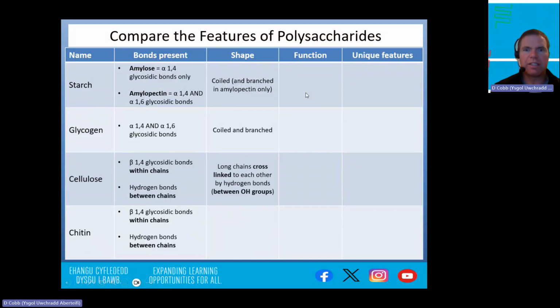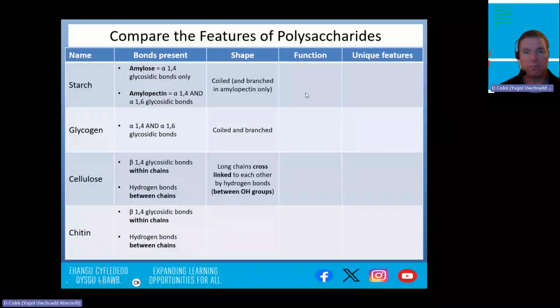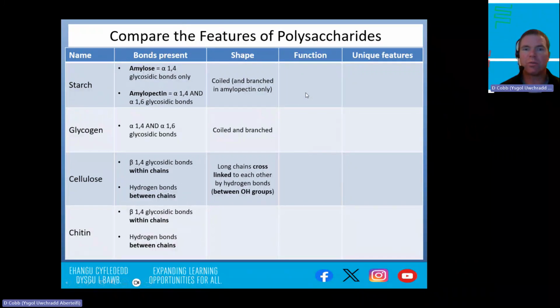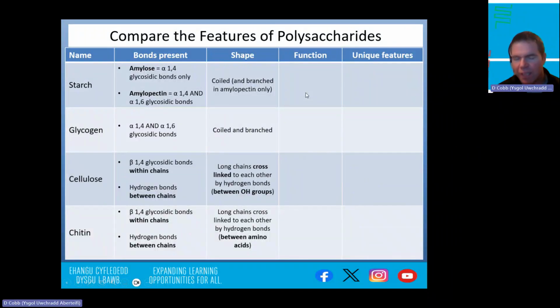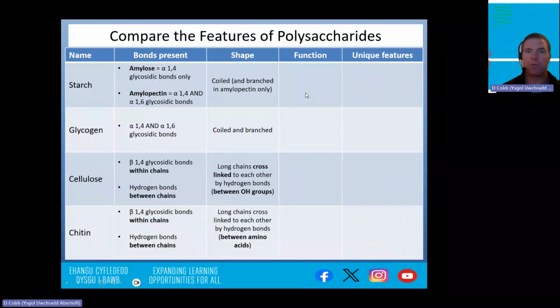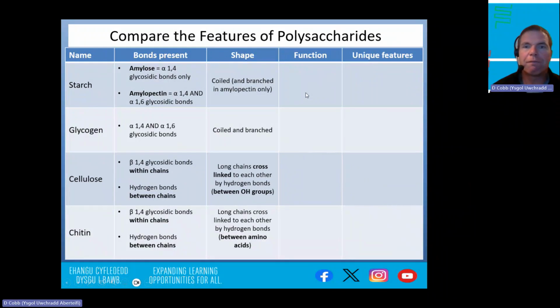For cellulose, a bit of detail. I've got long chains of beta glucose molecules, but they're cross-linked to each other by hydrogen bonds between OH groups. Whereas for chitin, I've said long chains cross-linked to each other by hydrogen bonds between amino acids. You could say between amino acids and OH groups, but the distinguishing part is between amino acids.